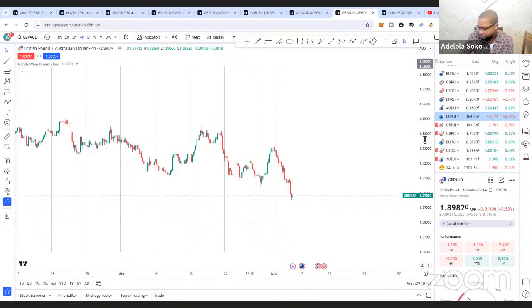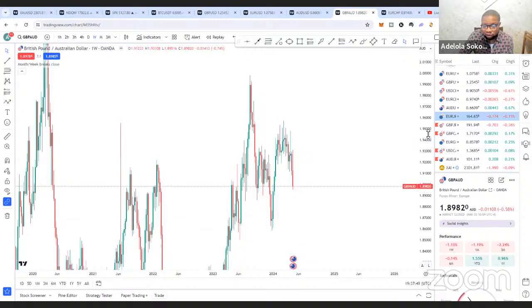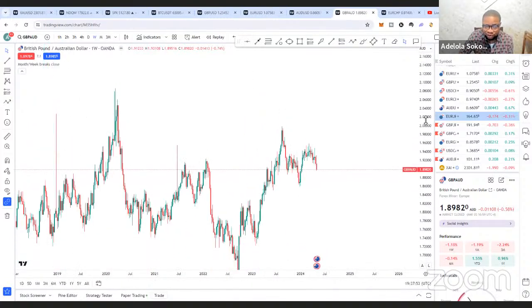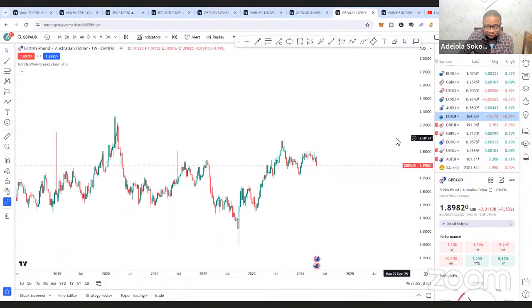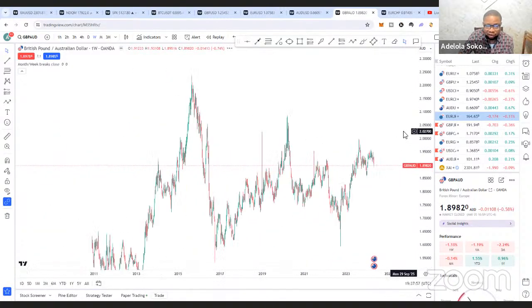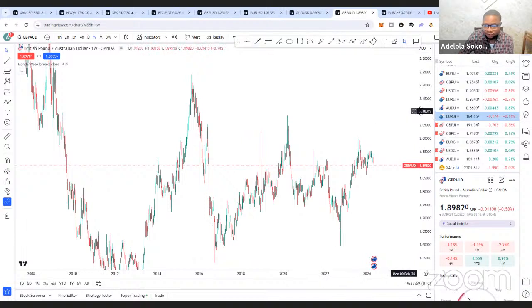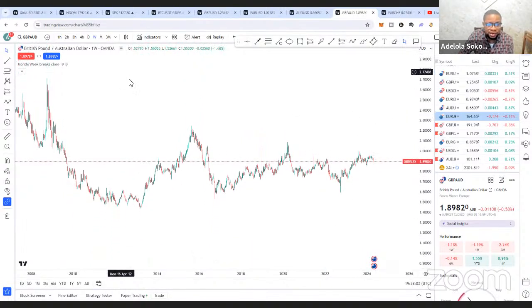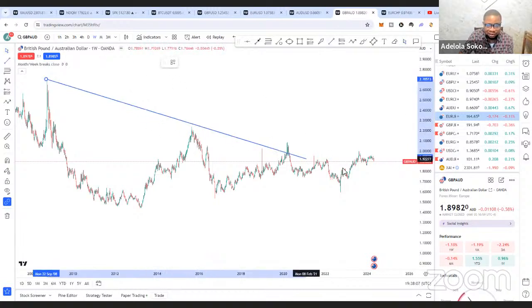So what you want to do is check on the weekly time frame. You want to look at the weekly time frame first. You want to zoom out, because that's where you see properly. Okay, as you can see on my weekly time frame, GA is actually a bearish instrument. It's been bearish for years.